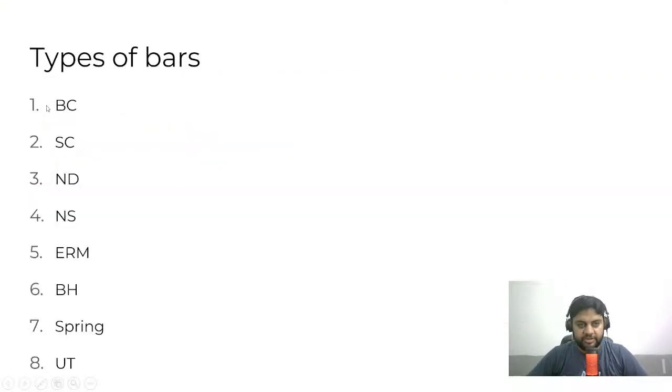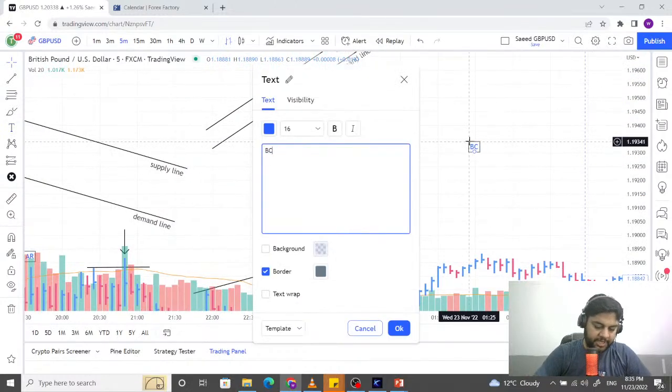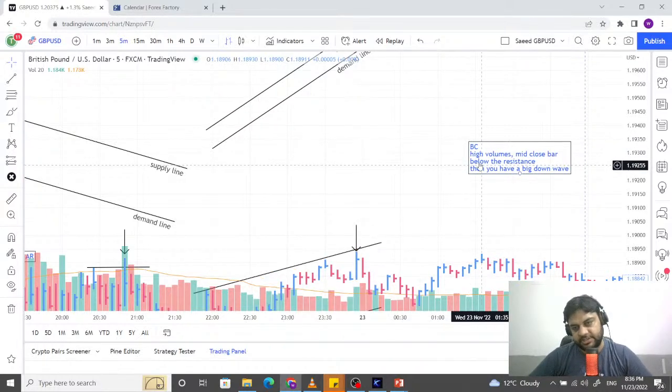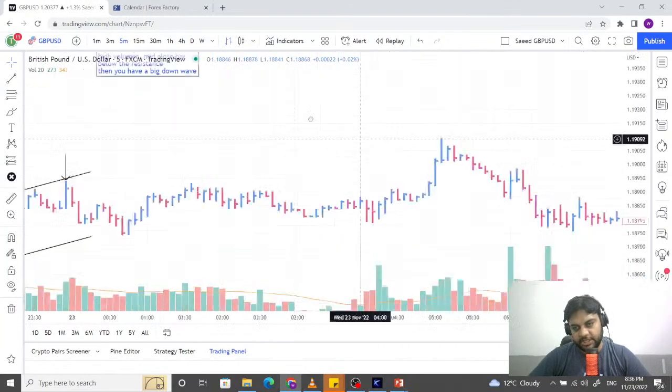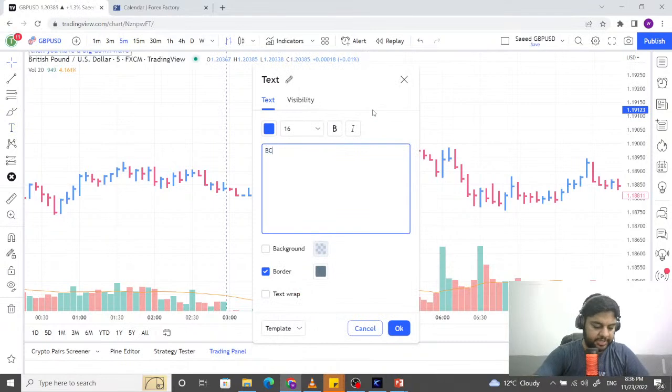So types of bars. I already discussed some of the bars with you, but let me give you a good idea about these bars. Spring and upthrust you already know. The rest of the 6 bars we will discuss now. BC bar, BC is buying climax. A buying climax bar is when you have high volumes, a mid close bar, below the resistance line, and then you have a big down wave. This is what a BC bar is like. So you have a bar like this, buying climax. This is an example of a buying climax bar.